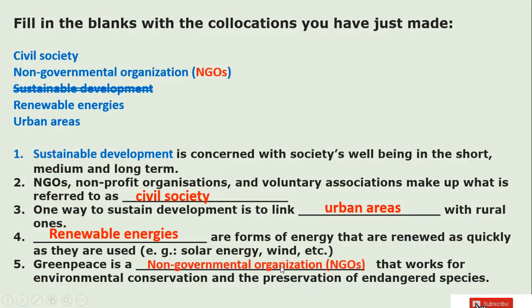So non-governmental organizations. I guess that's it for this lesson.